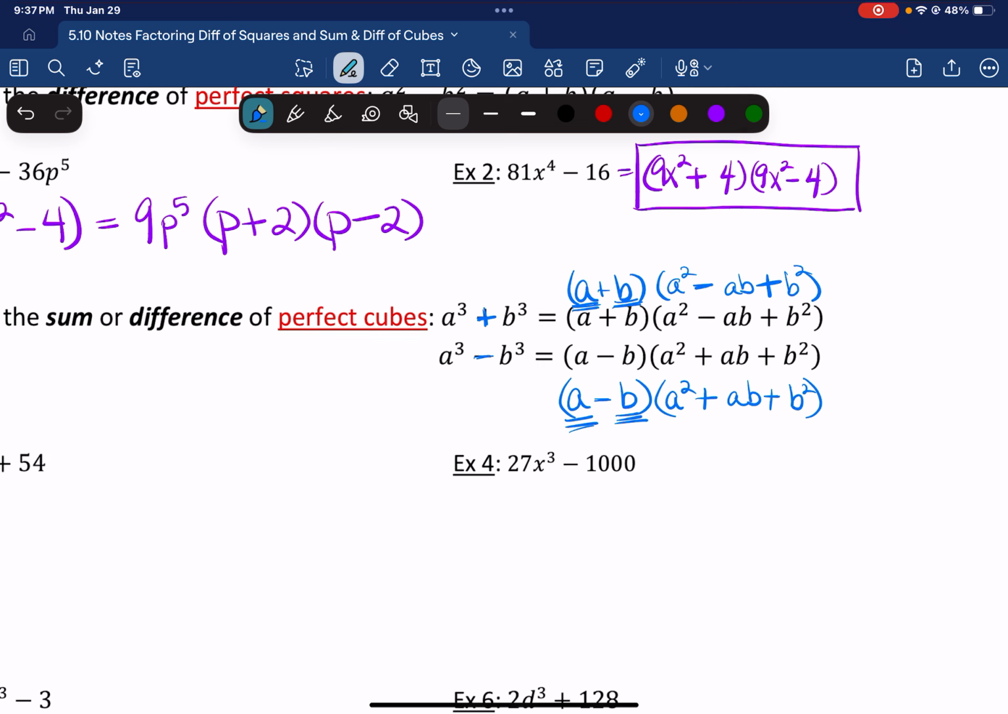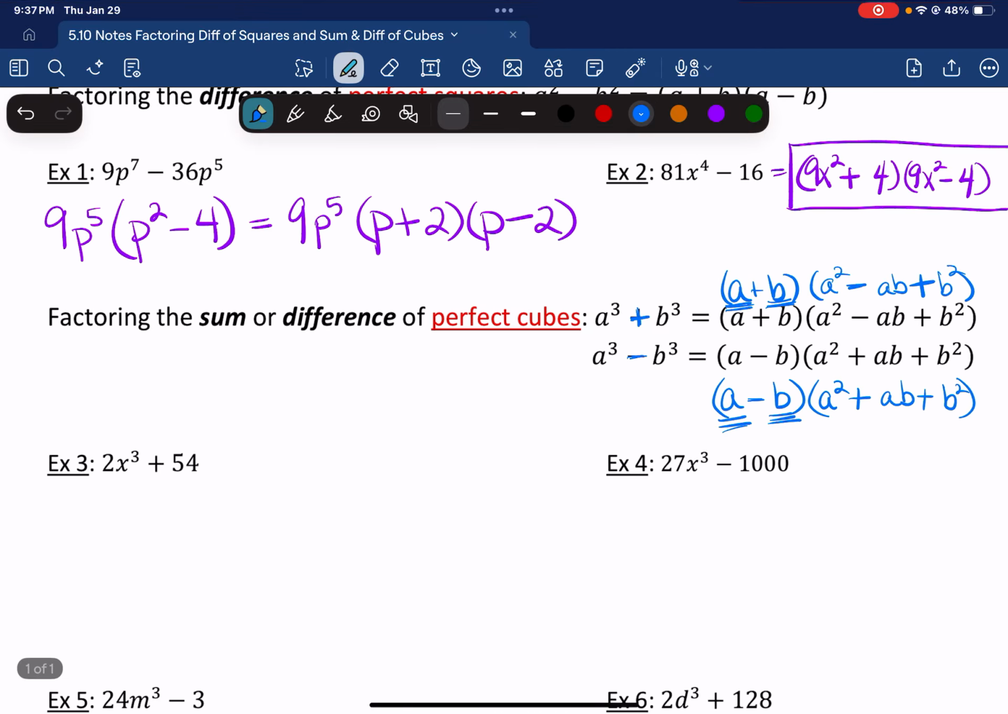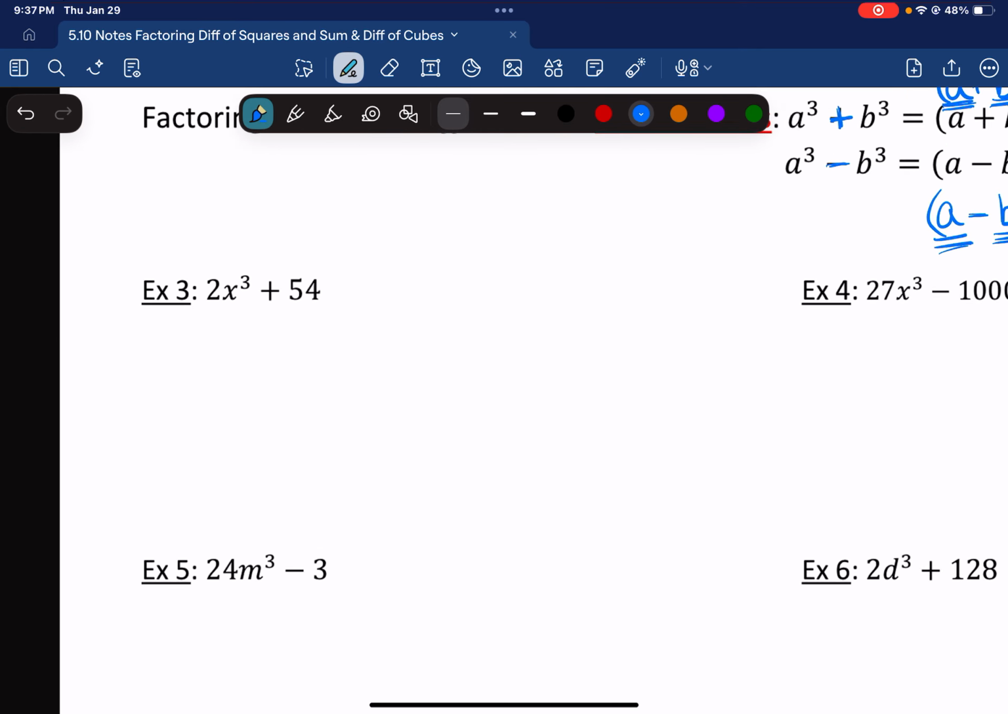Anyway, if you don't like singing, you don't like the sound of my voice, I'm sorry. I'm just trying to help you remember this, okay? So those are your formulas, or the pattern that you're going to use for the sum and difference of perfect cubes. So let's do some examples.